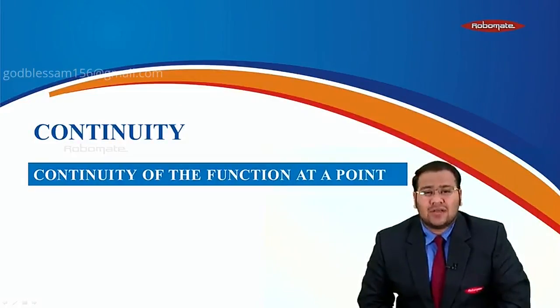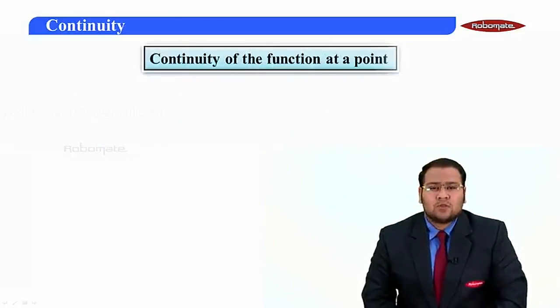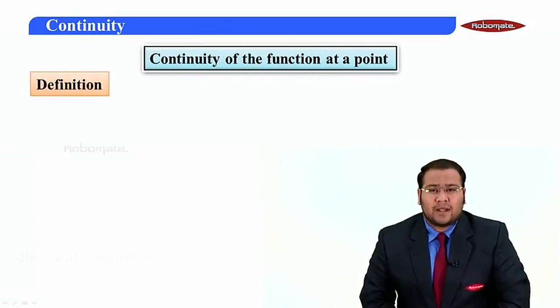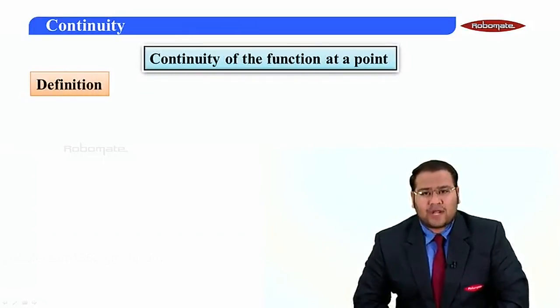In this module, we are going to continue the introduction, and it is the continuity of a function at a certain point. What exactly is it? As we have seen earlier, but now in a proper conceptual way.